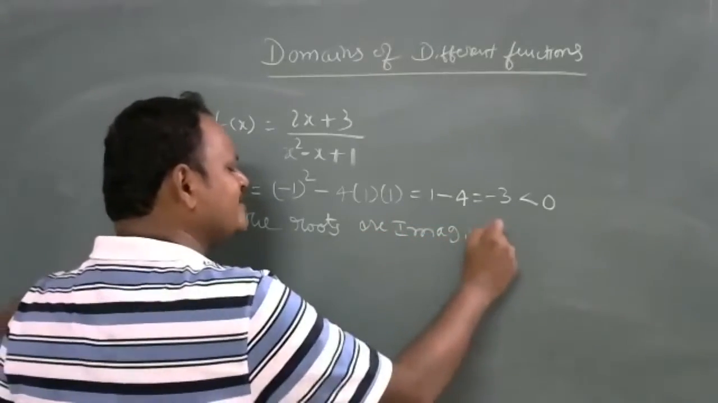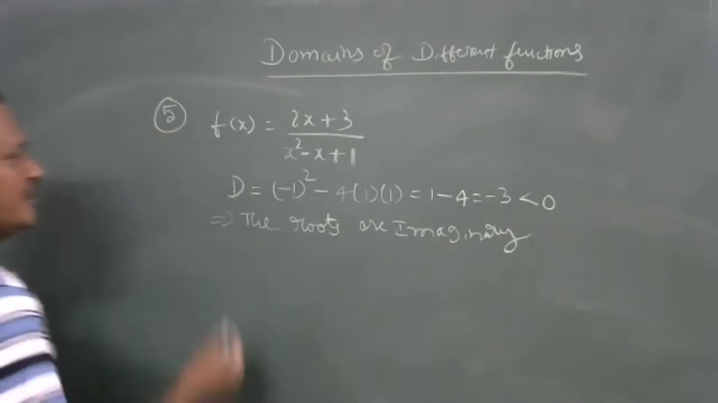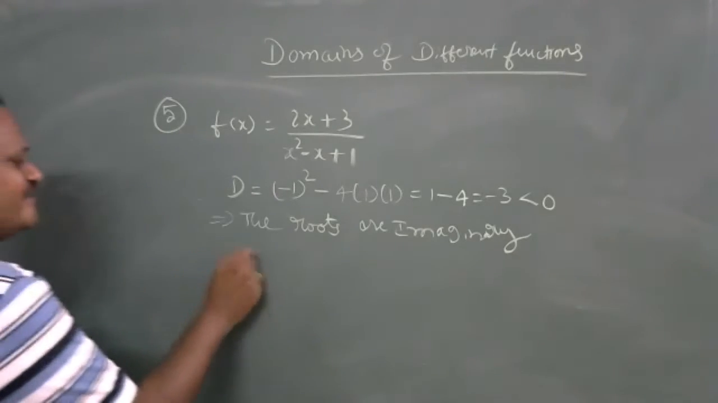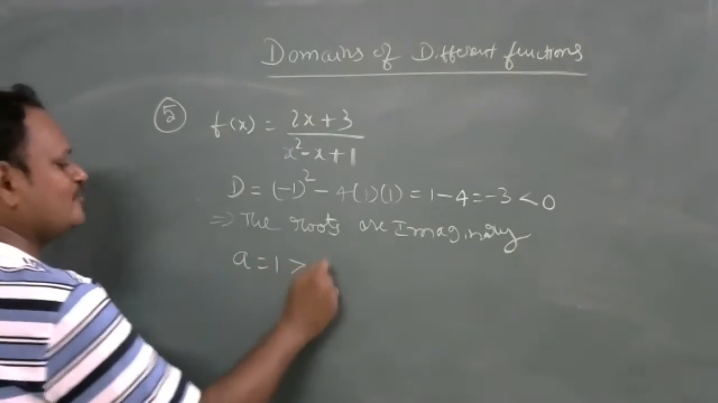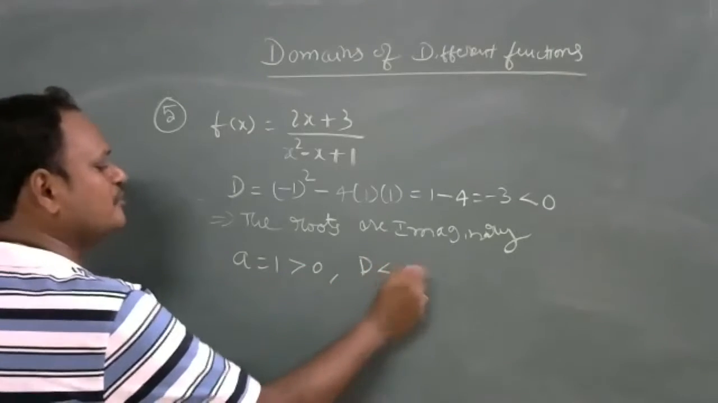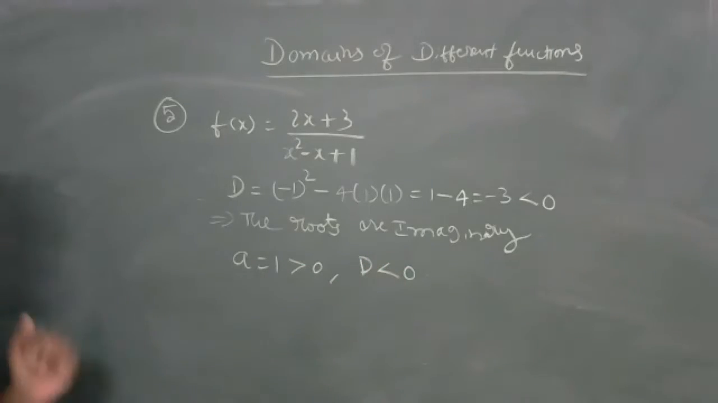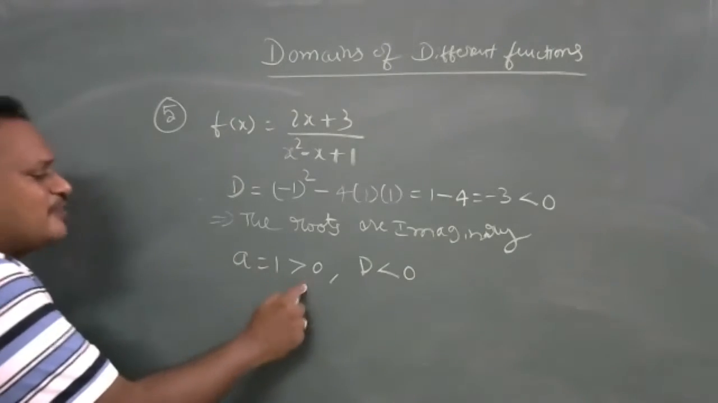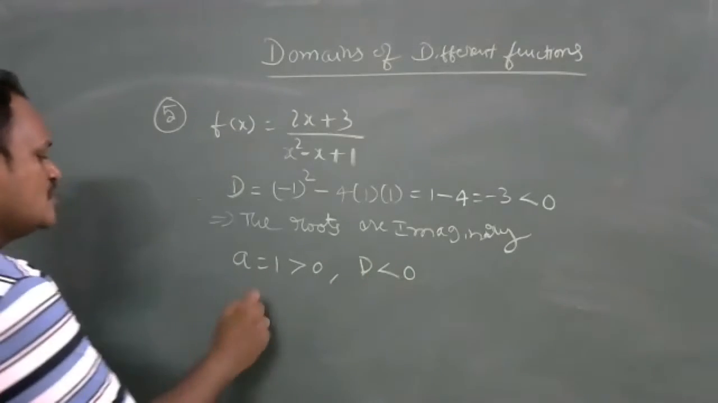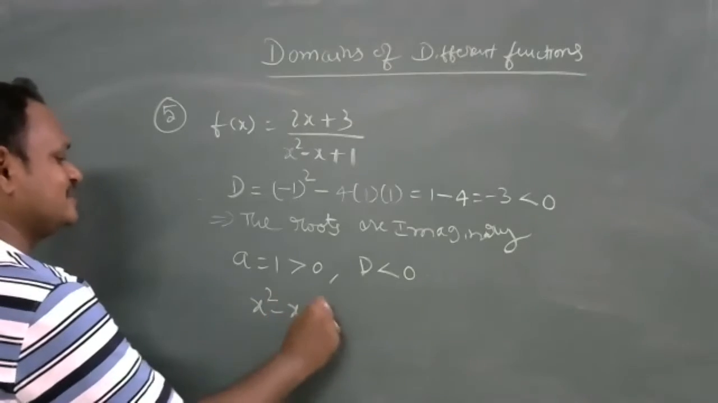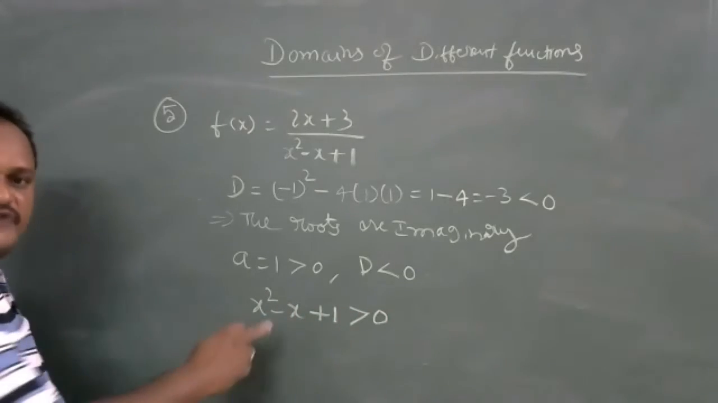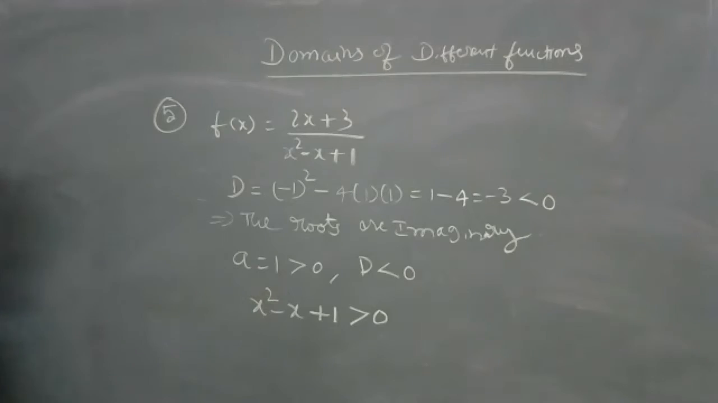Once the roots are imaginary, my dear students, you know that the sign of this quadratic expression, with a equal to 1 which is positive, and discriminant less than 0, we have discussed in the quadratic equations concept. If a is positive and the discriminant is less than 0, then x square minus x plus 1 is always positive, which is the same as the sign of a.